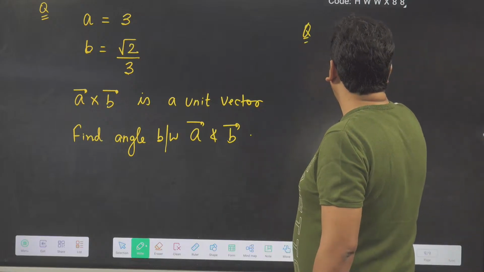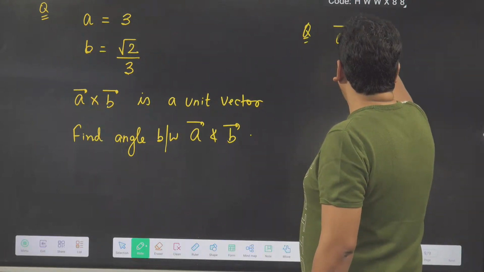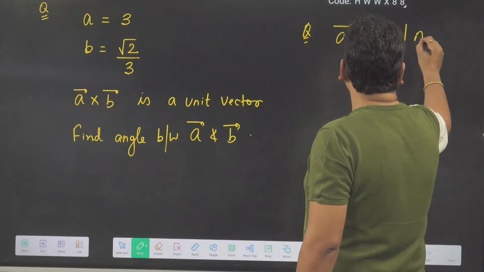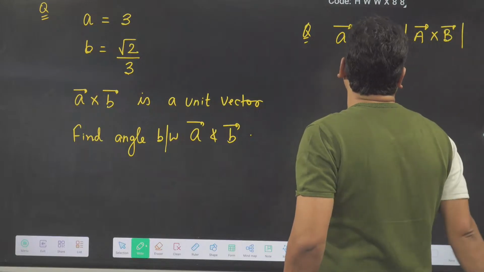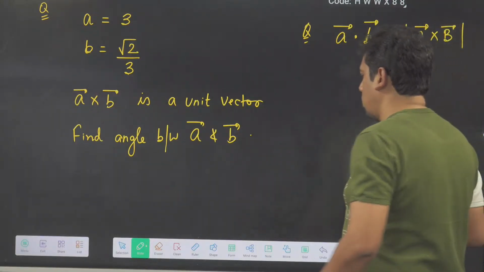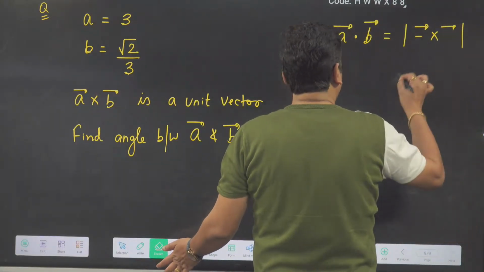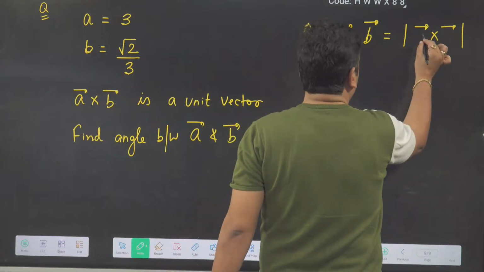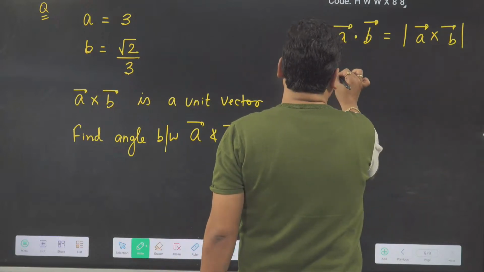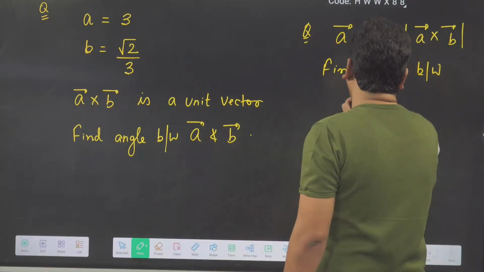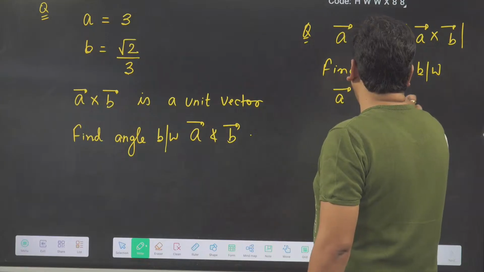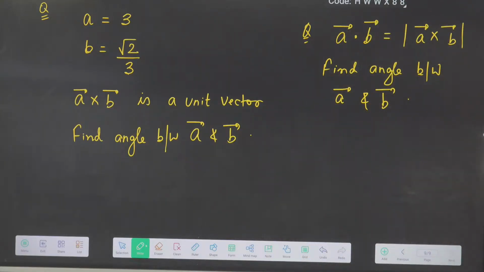Next question. A vector dot B vector is equal to A cross B mod. Sorry, we should use the same notation. Find the angle between A vector and B vector. Simple questions. Good. The first 3 answers are there and those are correct.